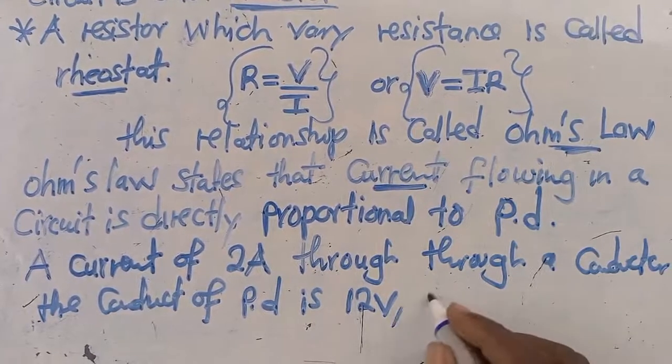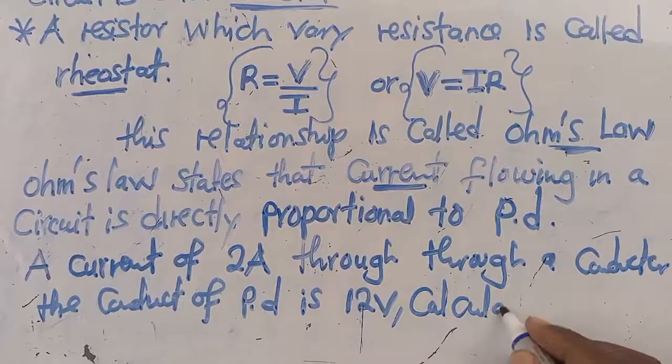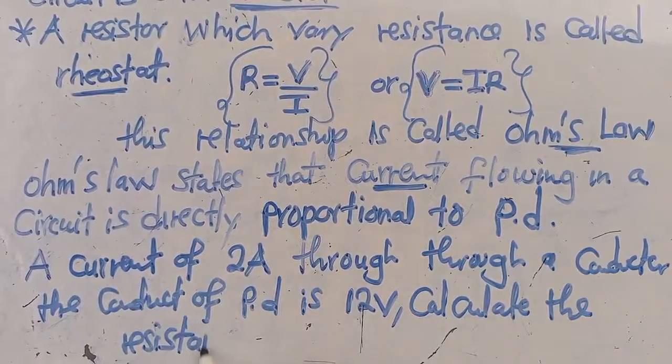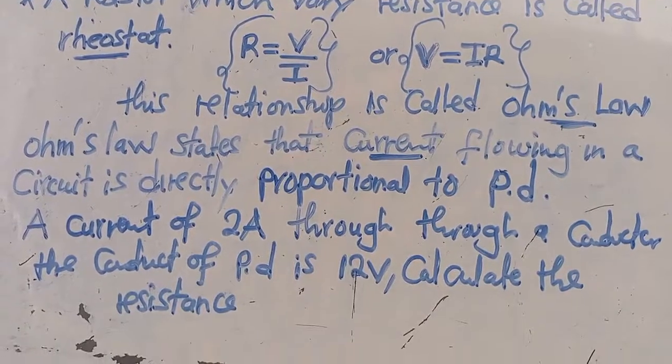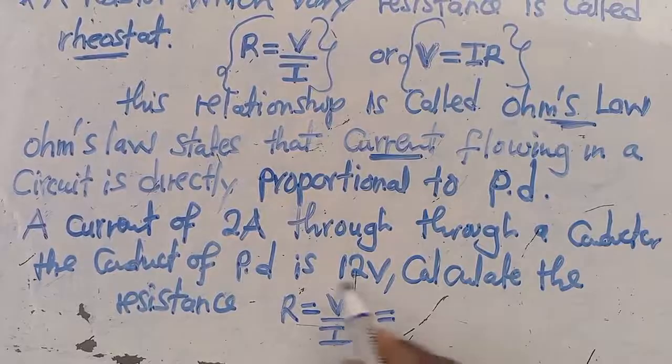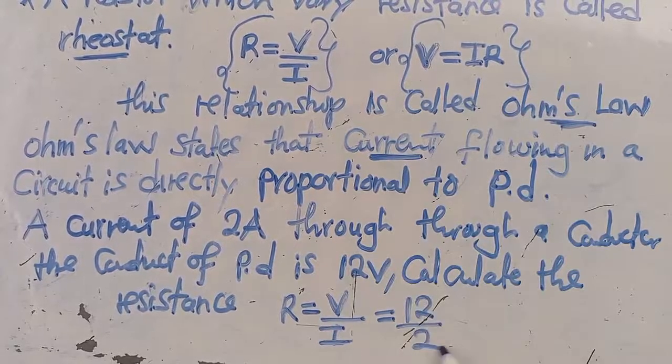Then they will tell you to calculate the resistance. How then can you calculate this resistance? We apply our formula, things that we already know. Resistance is equal to voltage, or the PD, over the current. That is 12 over 2, and the answer is 6 ohms.